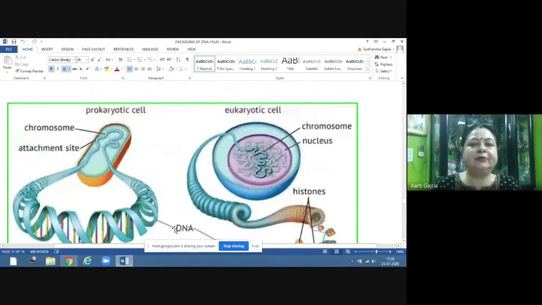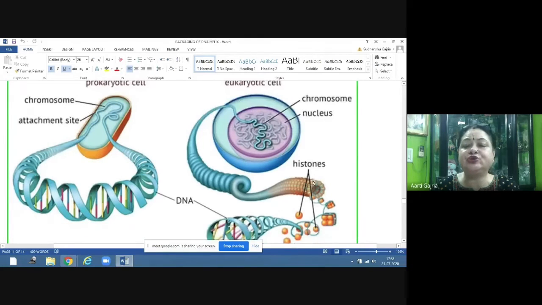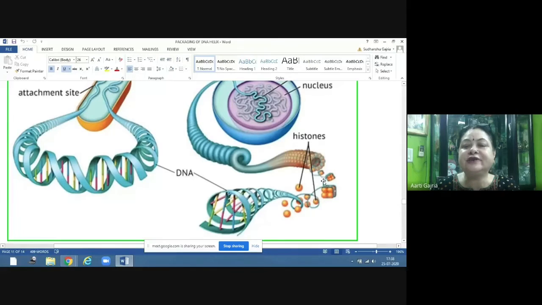Now see, in a prokaryotic cell, the chromosome is associated with proteins, held by the protein. In eukaryotes, you will find histones, and these are small structures, octamers, held closely with each other, and they form the chromatin.